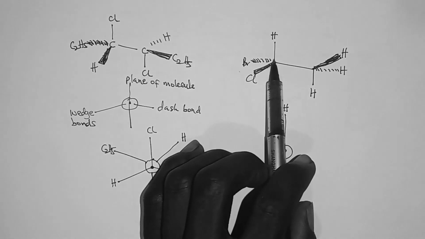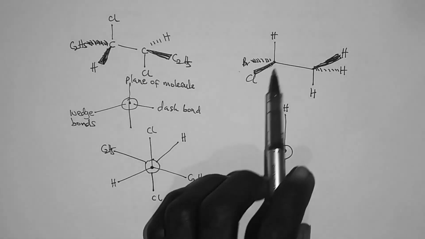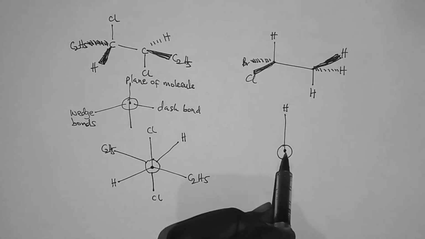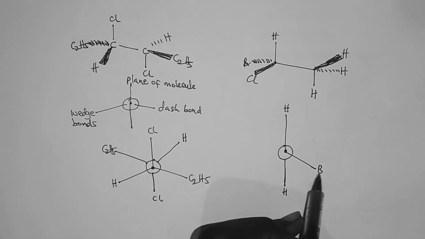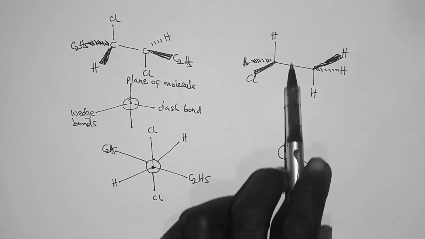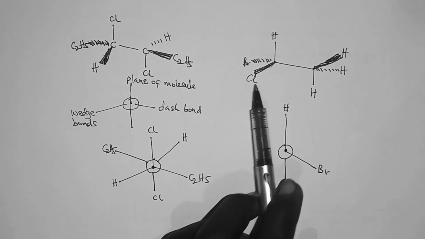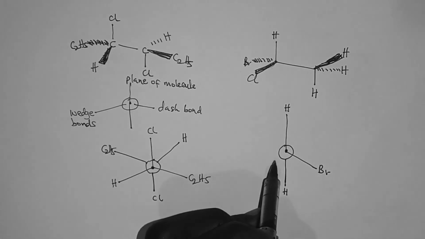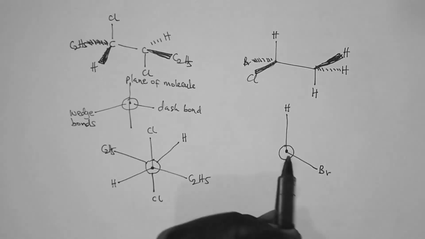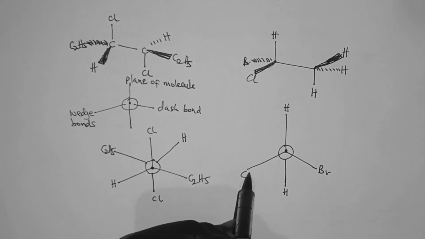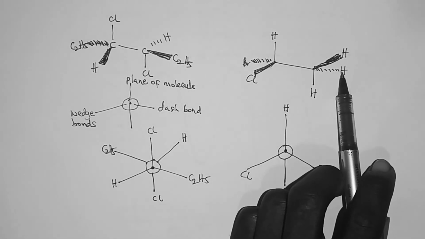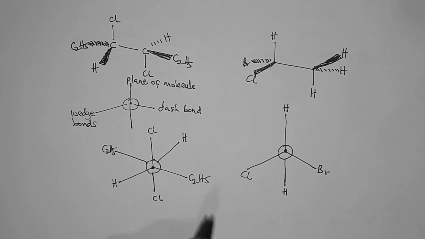So on the carbon in front, you see that the group on the dash bond is what? The bromine. So it means that bromine will come to this side. And then what is coming out of the plane of the molecule is the chlorine atom. And then that one comes on the left hand side. So here's a chlorine. And then for the carbon at the back, proton is on the dash bond and proton is also on the wedge bond.